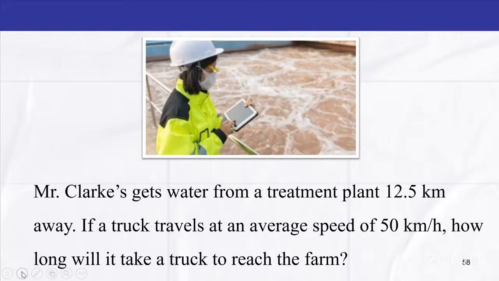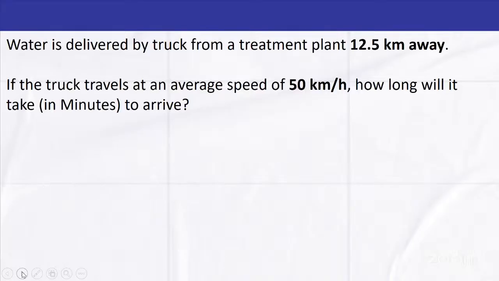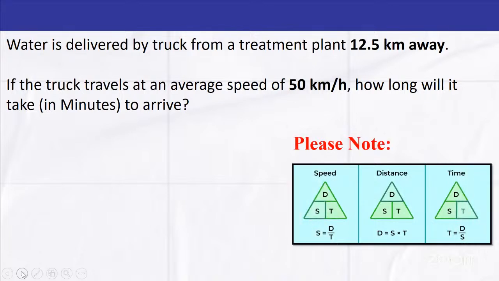So, of course, we have to highlight the most important items here in our question. We know the distance is 12.5 kilometers away, and we're looking at an average speed of 50 kilometers per hour. And what does an average speed of 50 kilometers per hour mean? Can somebody explain that for me?